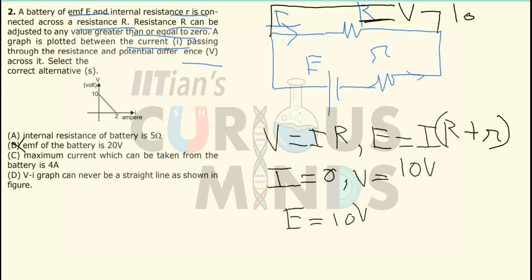So option B is cancelled out in this case. Now we have to find out the internal resistance of the battery and everything. EMF is 10 volt, which is established.